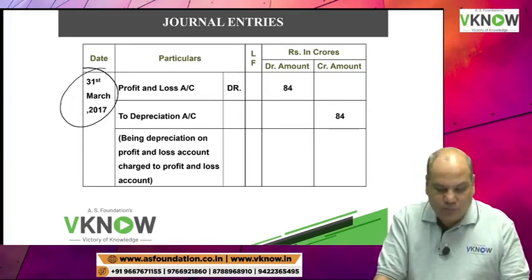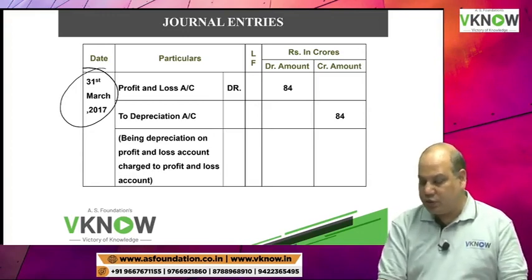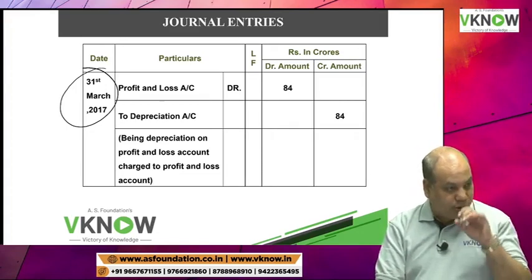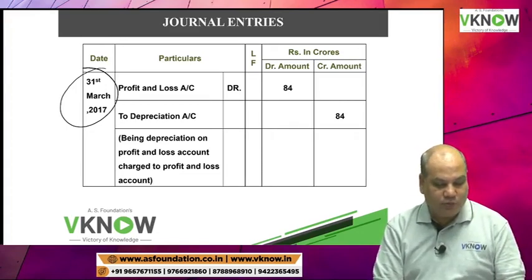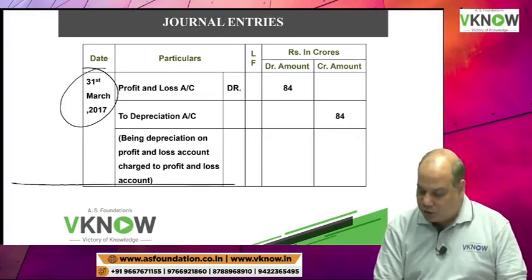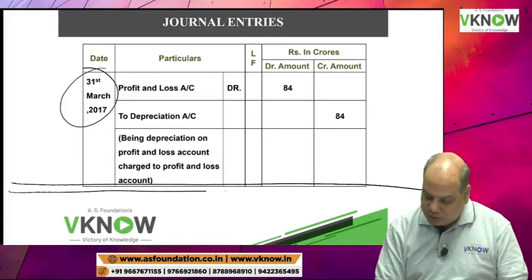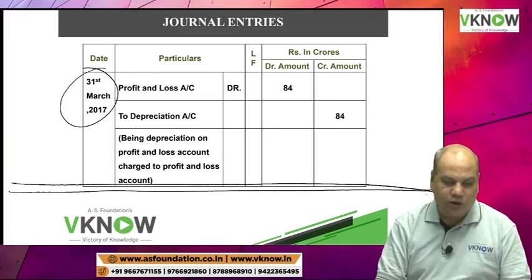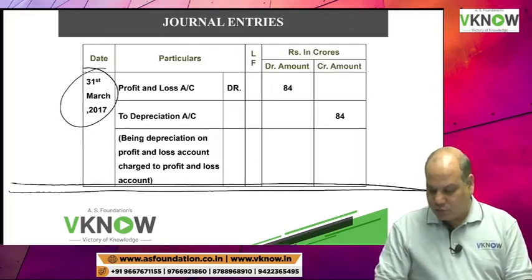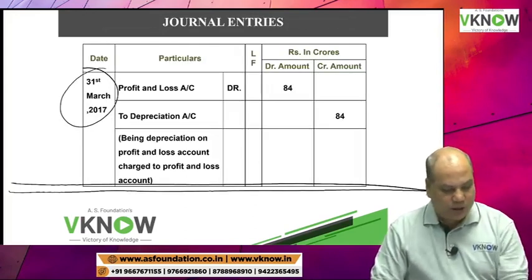P&L account debit to depreciation 84. Narration homework. Draw line, big line now. This answer is over. Come back to your paragraph number.